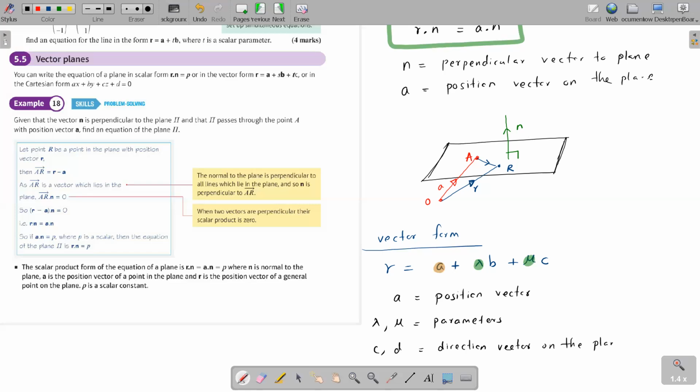Because the plane is a two-dimensional thing, and on top of this two-dimensional thing, you can take many vectors, vector A, like this, anything that goes on top of it. Sorry, I write here C and D, and then the position vector is A. Position vector means it's measured with respect to the origin.